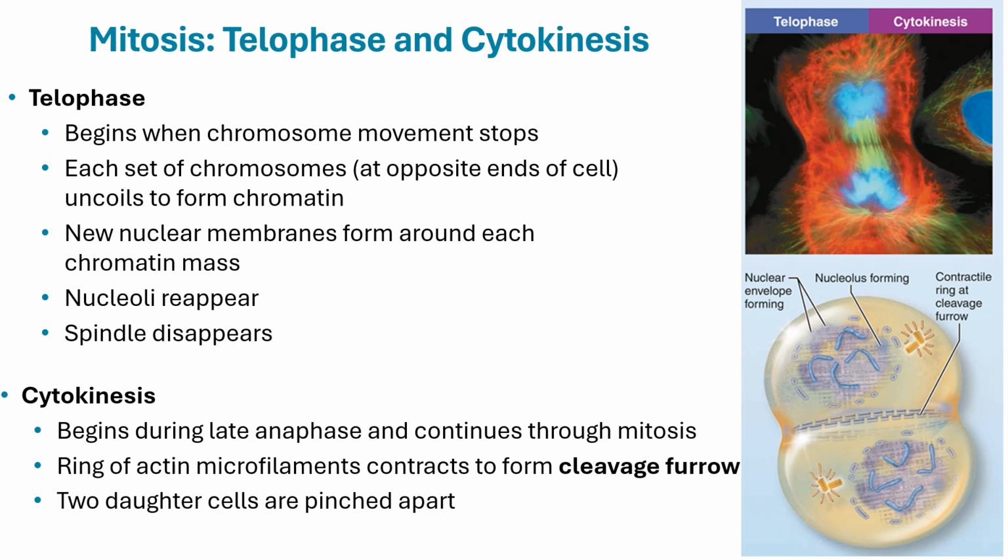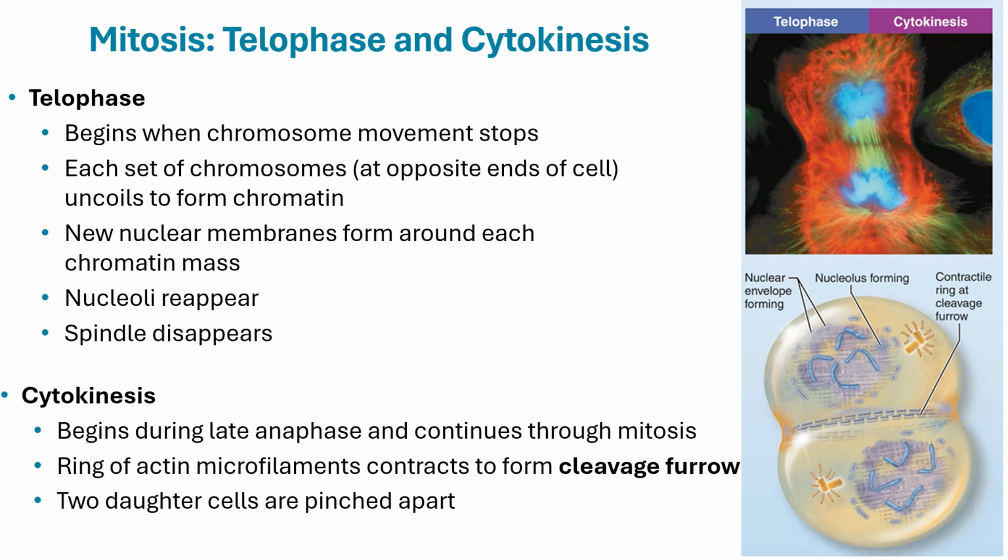A nuclear envelope forms around each chromatin mass. A nucleolus reappears within the nuclei, and the mitotic spindle breaks down and disappears. That's the end of telophase.